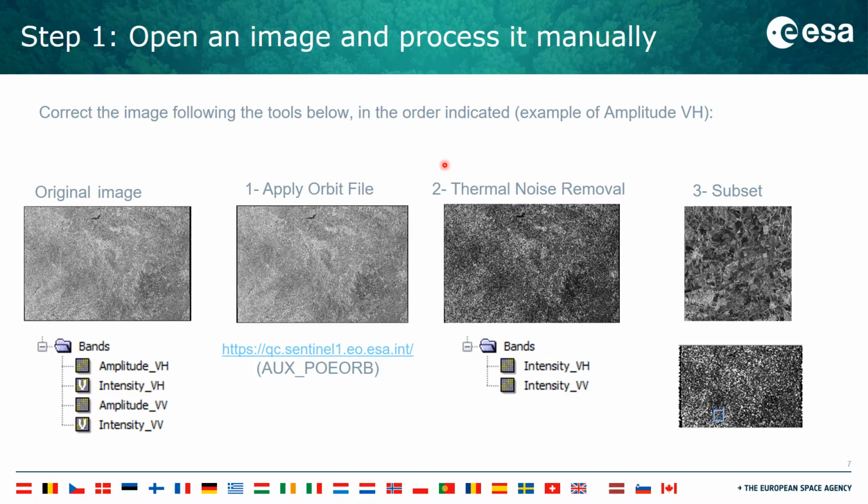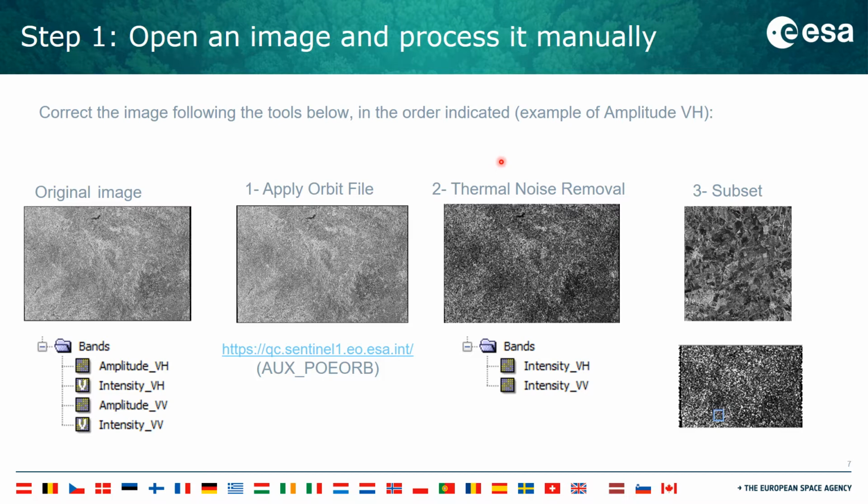Yeah, it is a quick one. And we do it with the whole image without subsetting it. The second step is thermal noise removal. This is done as well in a very easy way for the user because it uses a vector that is provided already from inside the image.